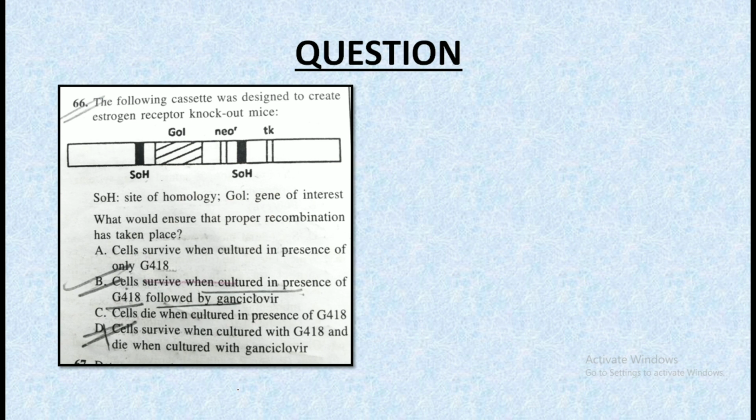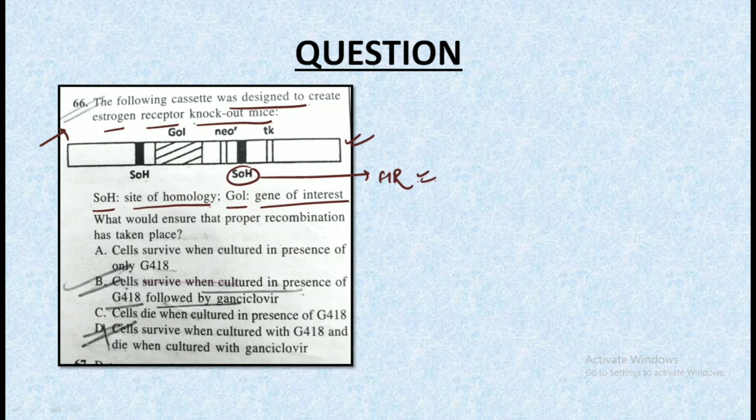So let's discuss this question. The question says the following cassette was designed to create estrogen receptor knockout mice. So this is the complete cassette that was designed. SOH refers to the site of homology and the GOI refers to the gene of interest. So SOH is the same as we have studied, the HR, that is the homologous region, and the GOI is nothing but the gene of interest that we are focusing upon. It is asking what would ensure the proper recombination has taken place. So we have to find out of the four options which of the following steps would actually ensure that the proper recombination has taken place or not.